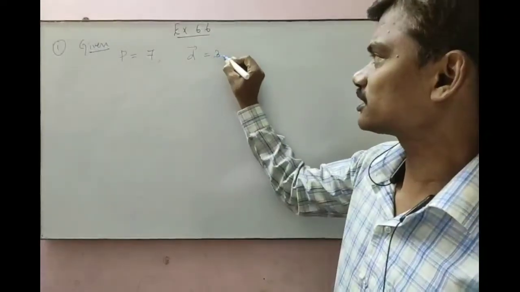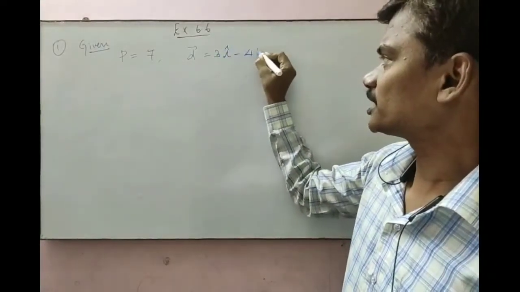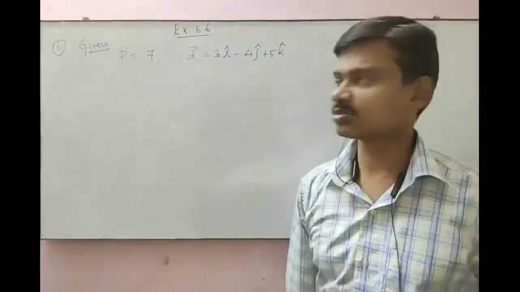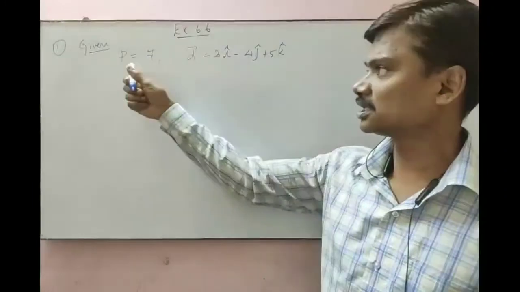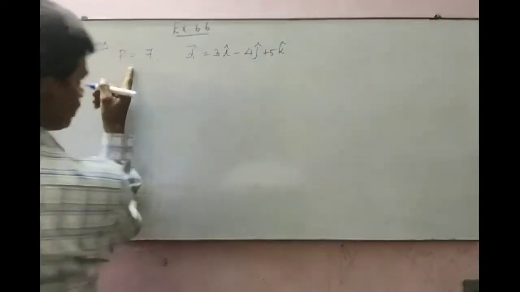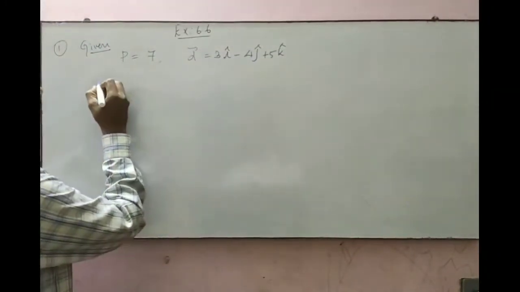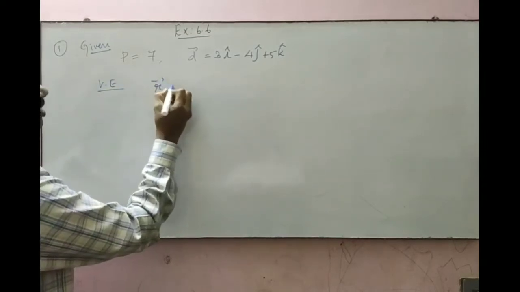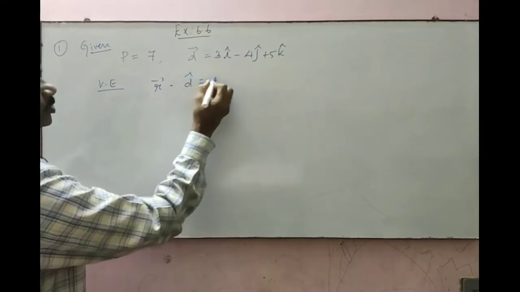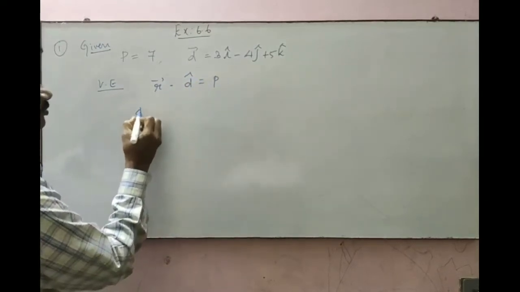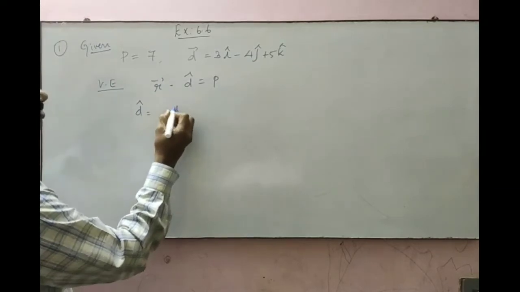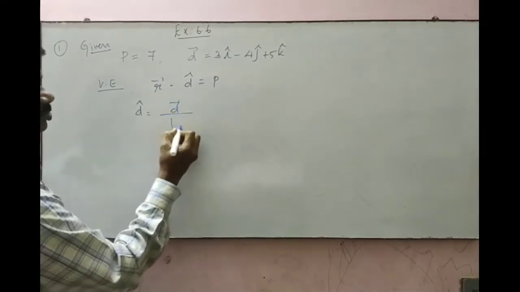I am going to write this in the vector form. 3i cap minus 4j cap plus 5k cap. So this is the normal vector. So the normal and the distance from the plane to the origin is given. So for that, the formula to find the vector equation is r dot d cap is equal to p. So first you have to find the d cap. The formula to find the d cap means the vector by its modulus.